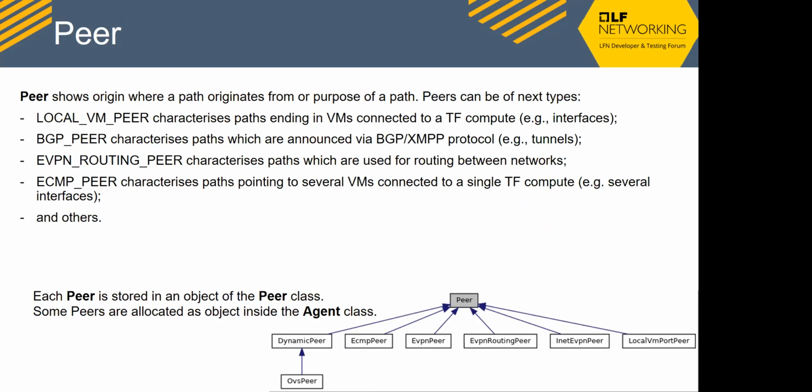And another interesting concept which is used in Tungsten Fabric is peer. Peer shows origin, where a path originates from, or a purpose of this path. The most used peers are local VM peer for interfaces. BGP peer means path which was advertised using BGP protocol, and ECMP peer, which characterizes paths pointing to several virtual machines.